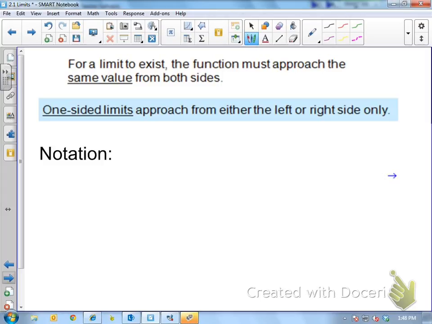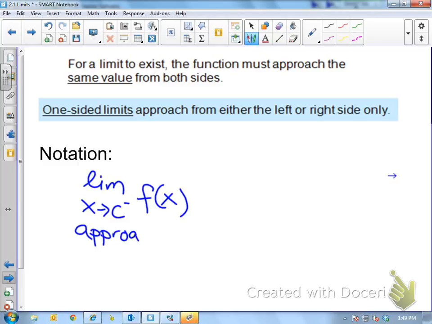Well, notation-wise, if we're approaching from the left, we put a little minus sign above the number we're trying to approach from the left. All this is saying is approach from the left. So what's our notation going to look like if we're approaching from the right? A little plus sign instead.